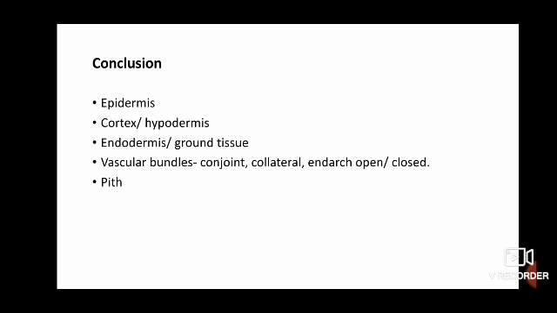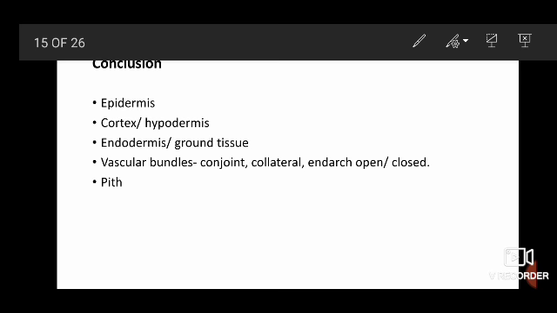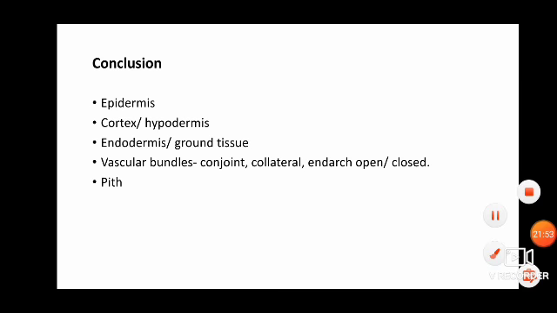So coming to the conclusion, we studied about the epidermis, we studied about the cortex or hypodermis in both the stems, we studied about the endodermis or ground tissue, we studied about the vascular bundles which are conjoined in both stems, collateral in both stems and endarch in both stems, and they are open in dicot stems and they are closed in monocot stems. And the pith is present only in the dicot stem but not in the monocot stem.